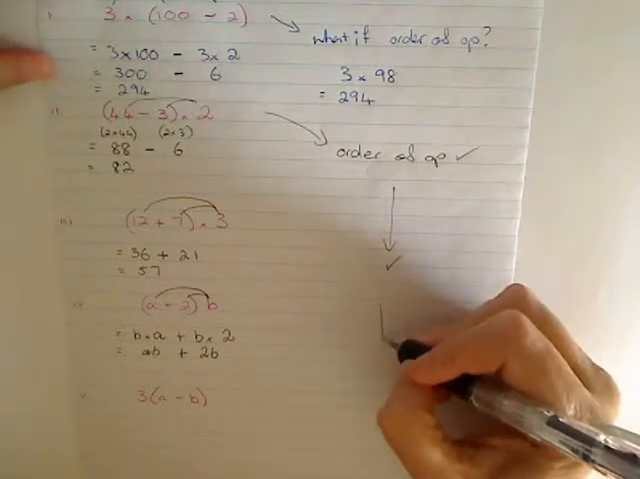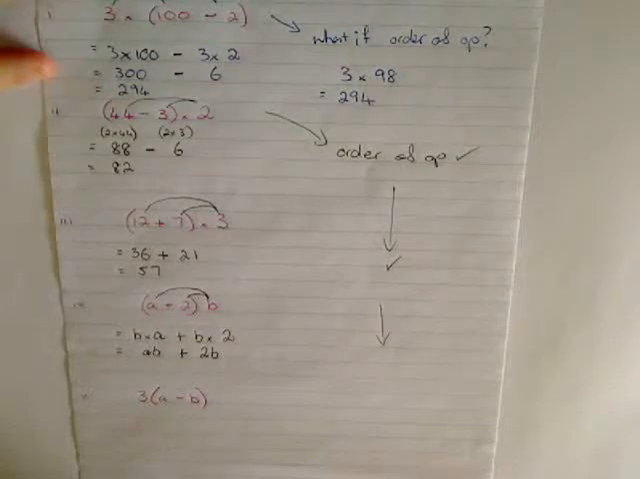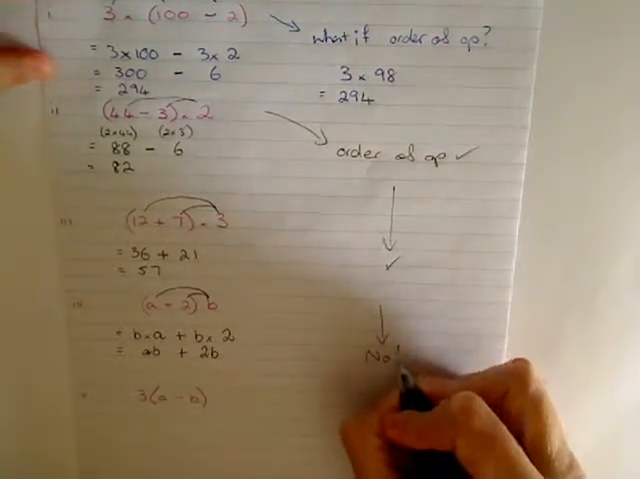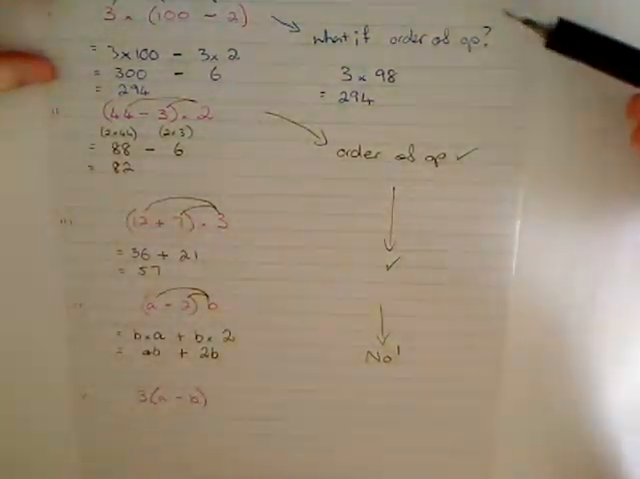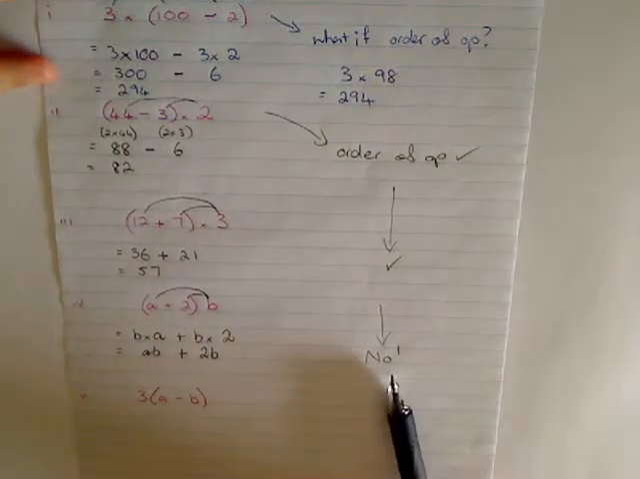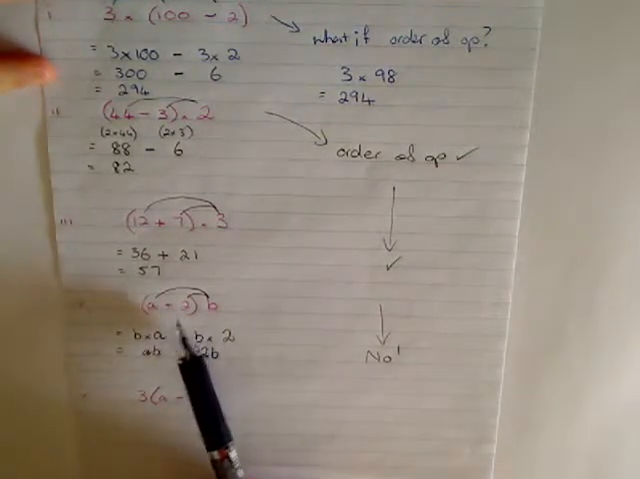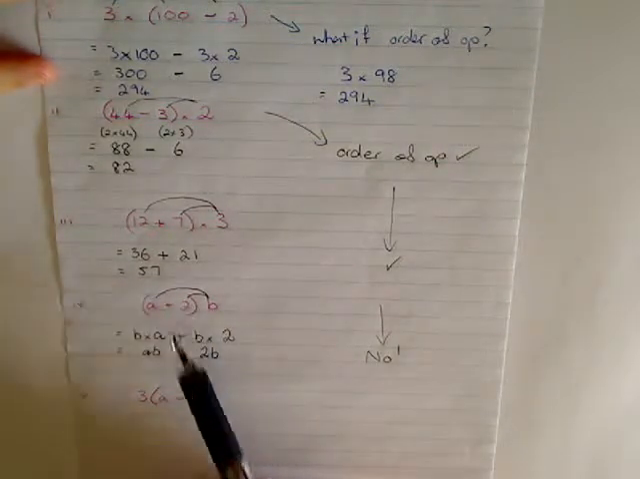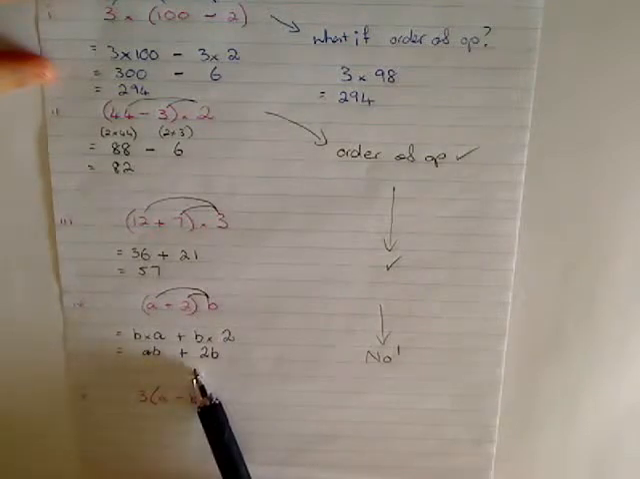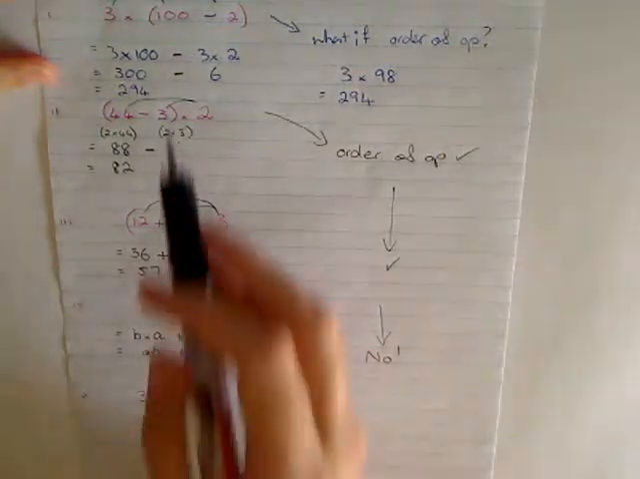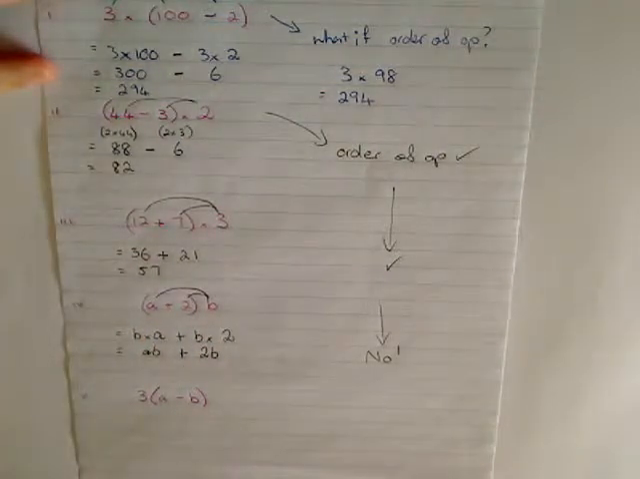Can I use order of operations? No. If order of operations is your only option, you get stuck when you hit algebra because you can't calculate A plus 2. So the distributive law is your only option now when you've moved into algebra, and that's why it's such an important one. Distributive law works every time.